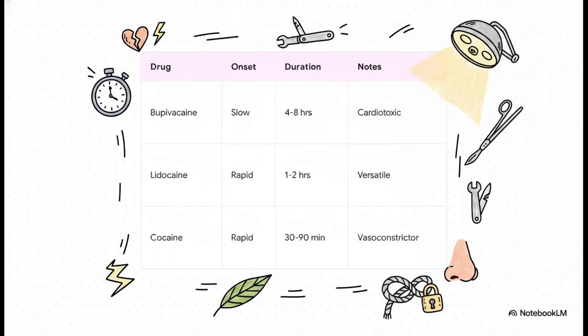Let's contrast the locals you're going to see tested the most. First up, bupivacaine. It has a slow onset, sure, but it gives you the longest duration. We're talking sometimes up to 8 hours. But watch out, it's highly cardiotoxic if there's an overdose. Then we've got lidocaine, the absolute undisputed workhorse of the OR. Rapid onset, lasts about 1 to 2 hours, and it's just incredibly versatile. And finally, cocaine. Now this is for topical use only, specifically in ENT surgeries. It's heavily tested for two big reasons. One, it's a Schedule II controlled substance, and two, it is the only local anesthetic that acts as a natural vasoconstrictor.